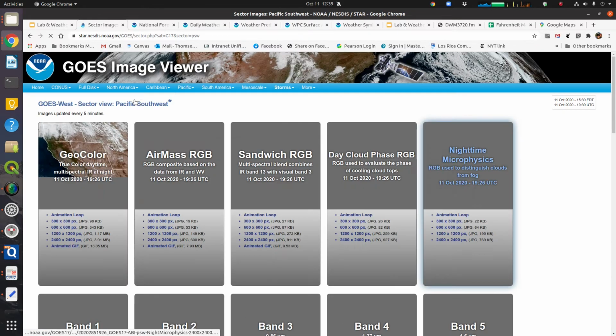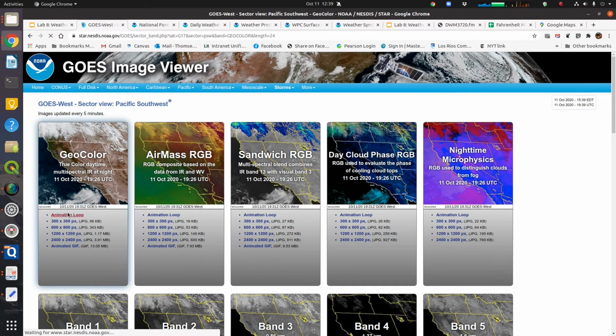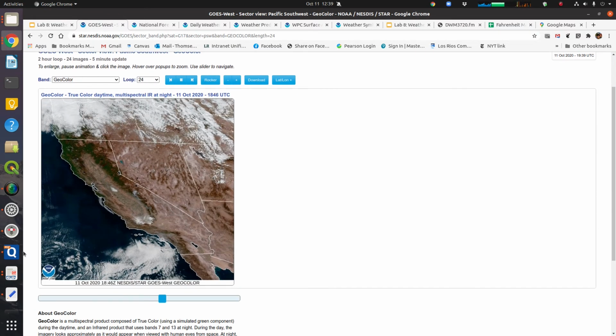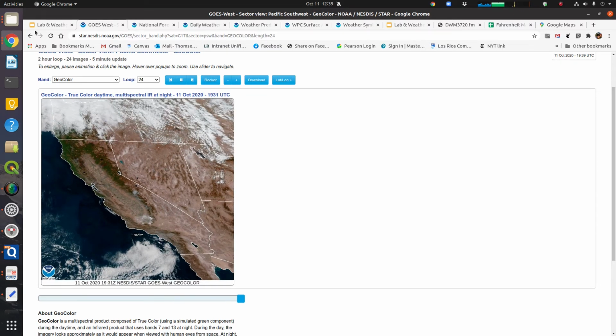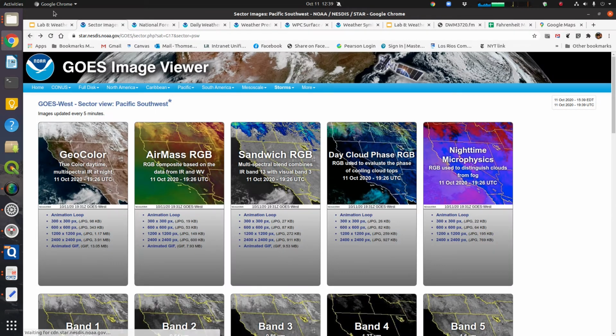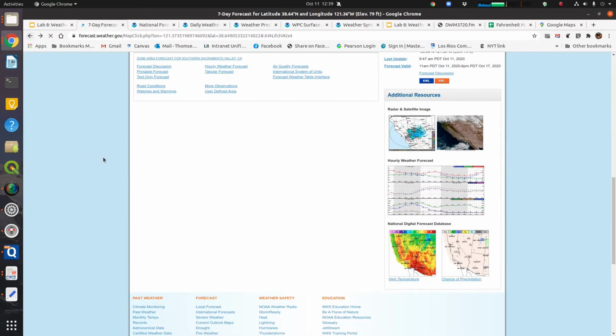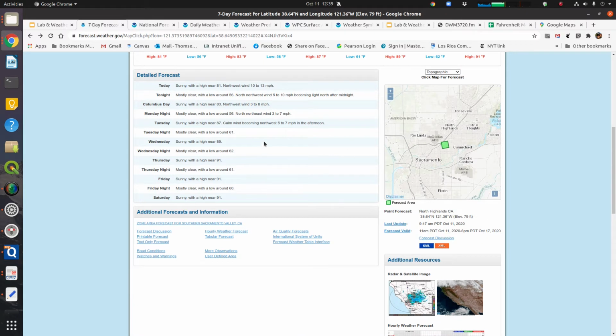There's also a link to a satellite animation loop, so you can see what's going on today, watching the clouds disappear as it heats up in the Central Valley. Those are some great links, all kinds of different options. Did you want to see what air masses we're dealing with, clouds or nighttime microphysics, all kinds of good stuff. Anyway, there's the forecast. I wanted to comment on the forecast discussion.